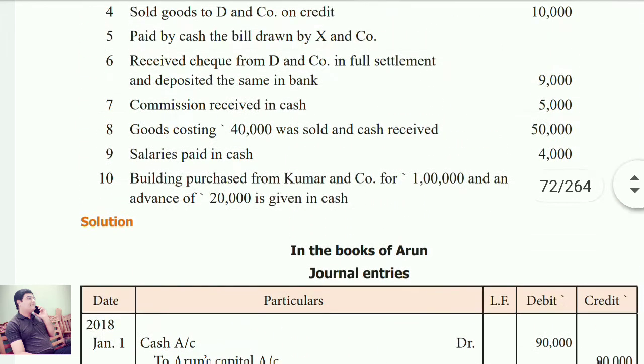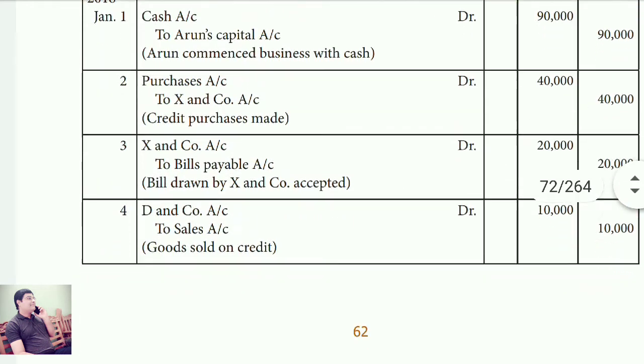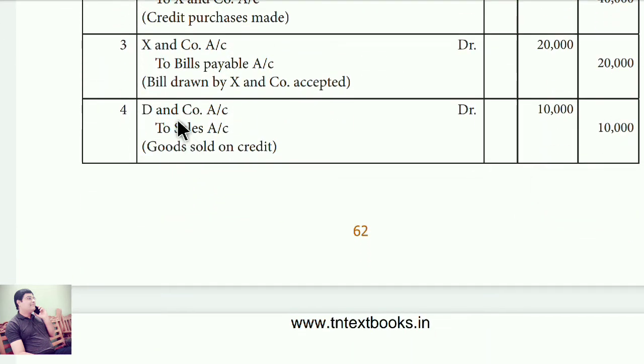Next one. What is the next one? Date 4. Sold goods to D and company on credit, 10,000 rupees. When you sold goods to D and company, D and company will be debited because it is a credit sale. Whenever it is a credit sale, the name will be debited. So D and company account debit to sales account. This is a very important illustration. Understand it very carefully. So D and company account debit to sales account, 10,000 rupees.